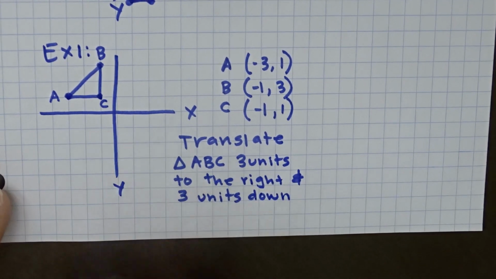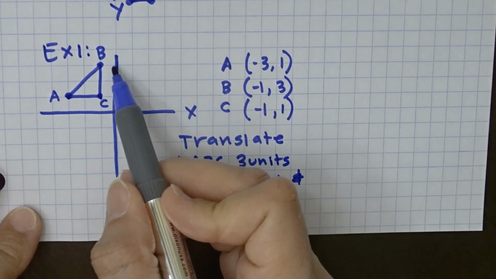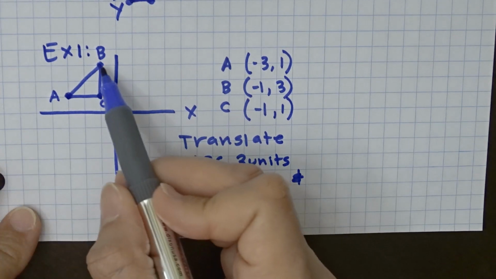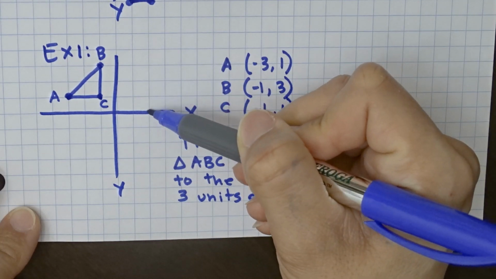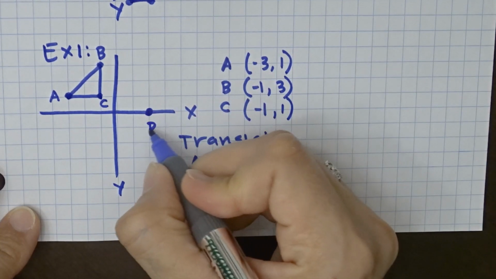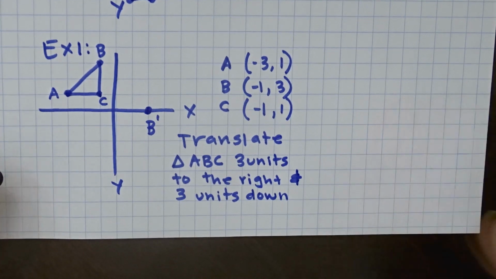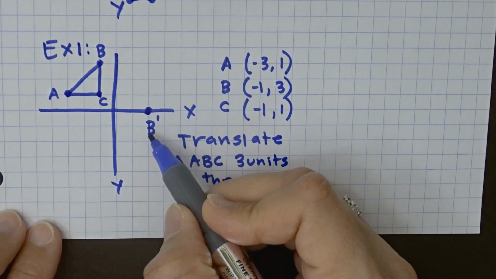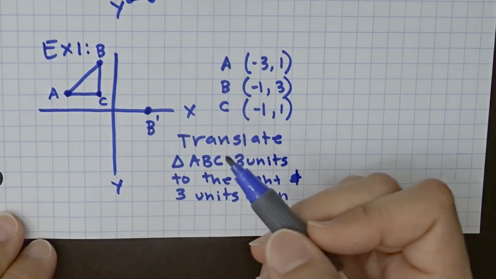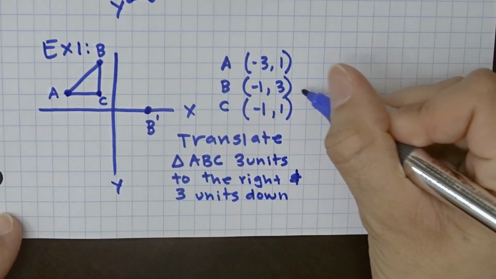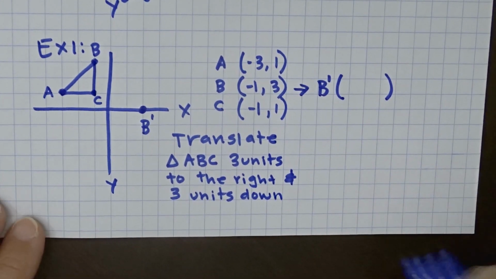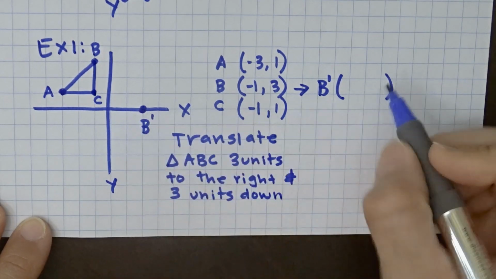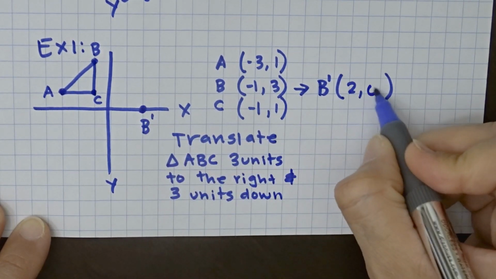Now you can do it by taking each point 3 units to the right, 1, 2, 3, and then 3 units down, 1, 2, 3. And this will be my new B. In geometry, when we have our original points, we call those the pre-image, and anything that's going to be our new image, we put a prime on there. So this is B prime. B prime is our new image. And now its location is 2, 0.